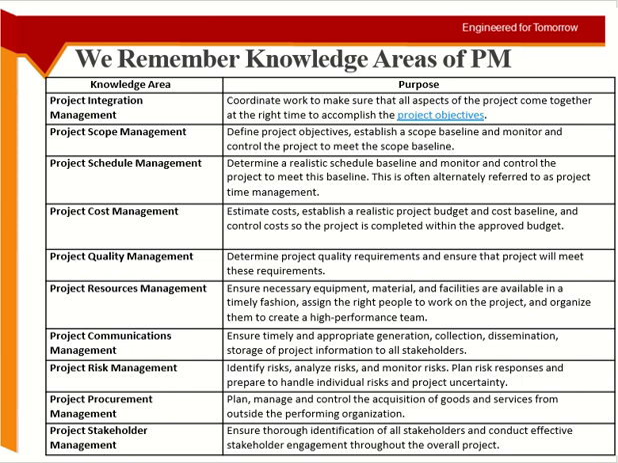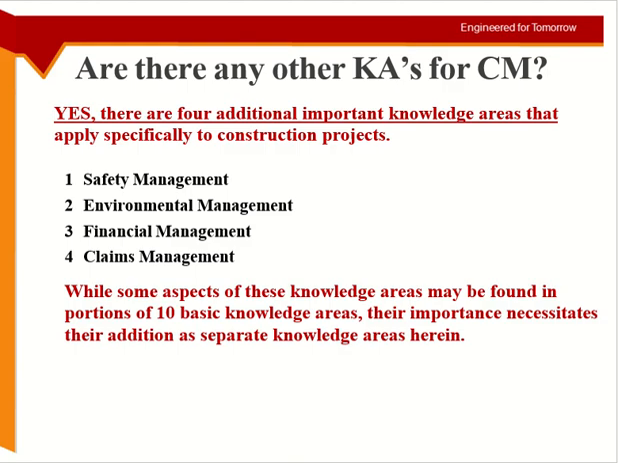He could be in the pharmaceutical industry, in shipping, at the airport, or in the hospital business. This is what they normally do, this is what they have to do. But there are some additional features which a construction manager has to deal with, and these are the four: safety management, environmental management, financial management, and claims management.